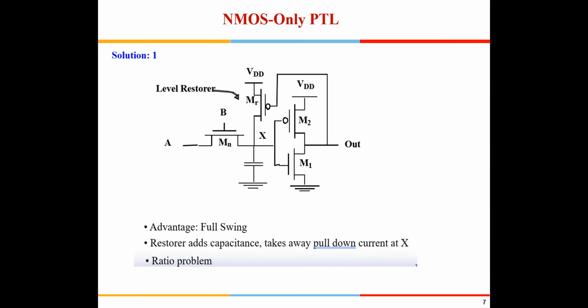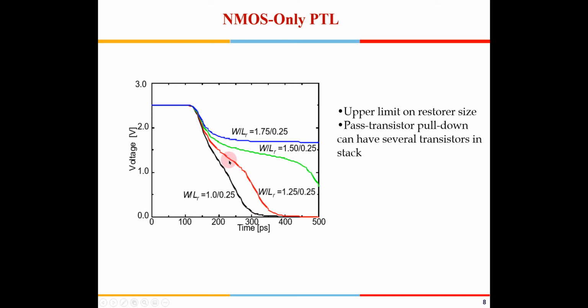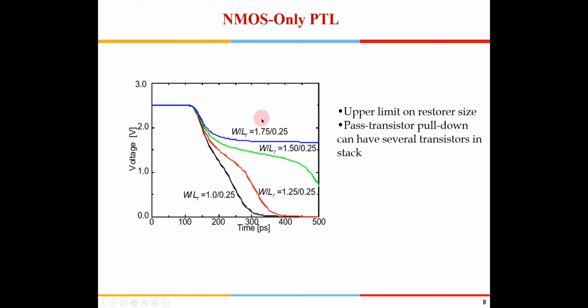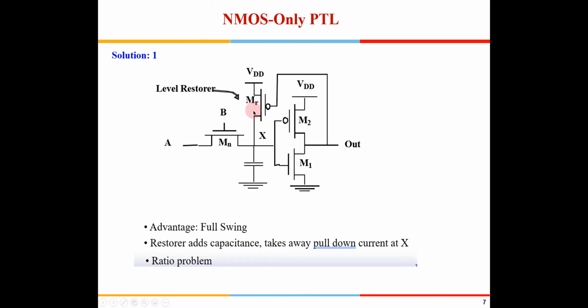How does a large size contribute to lesser delay for PTL? Because you can model this as a resistance and a capacitance, right? So the value of the resistance decreases with increased W. I will show that in one of the slides. Okay, we learned about this, right? Then this was one solution.